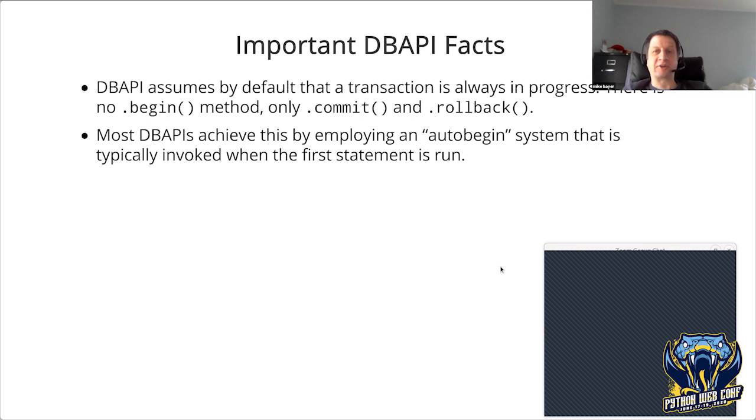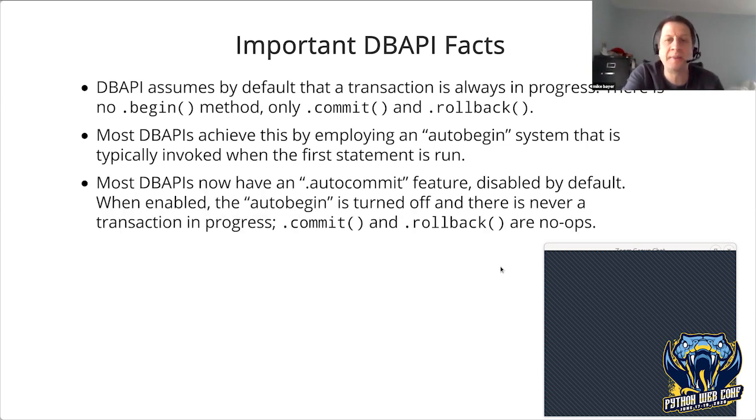You have to call commit or rollback when you want data. You have to call commit when you want your data to go in. Database APIs achieve this by employing an auto begin, meaning when you first run a statement or first connect, sometimes depending on how they want to do it, a transaction is begun and it's open. Most database APIs now have an auto commit feature that turns this off, and SQLAlchemy supports that.